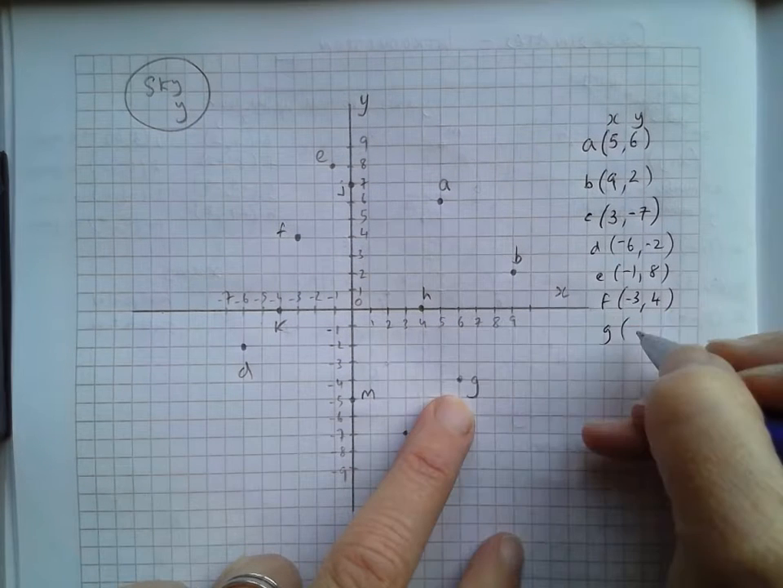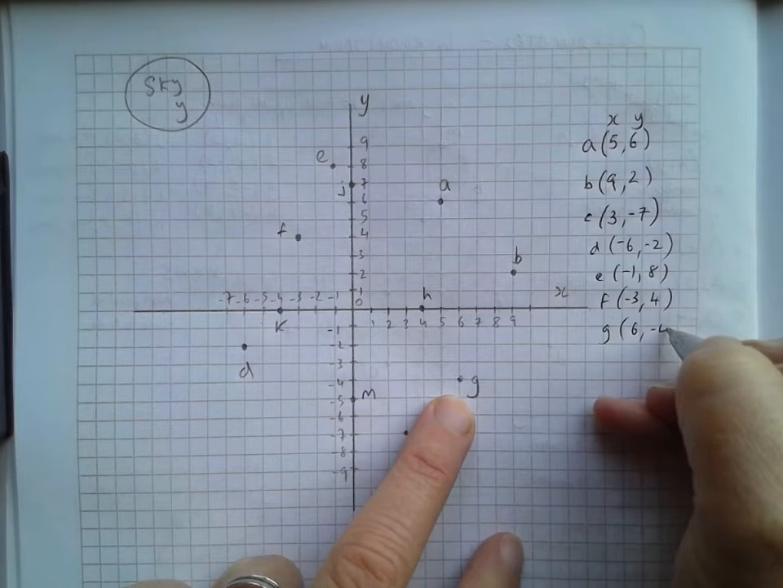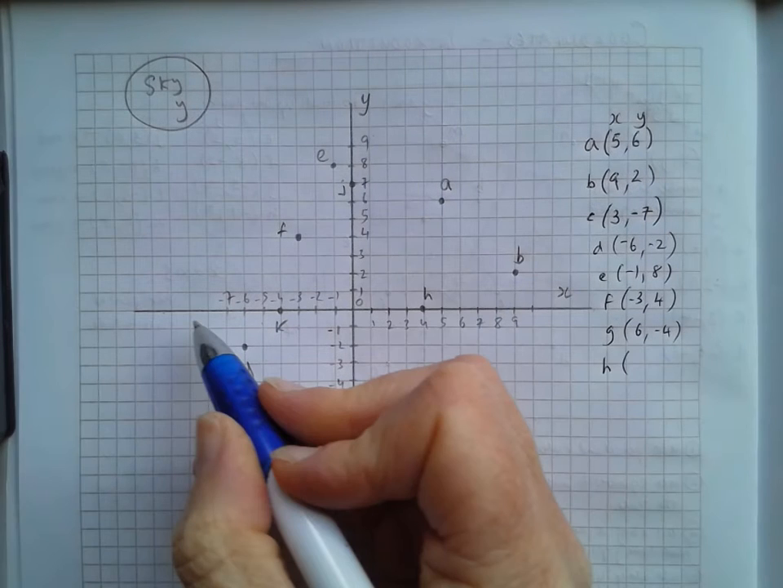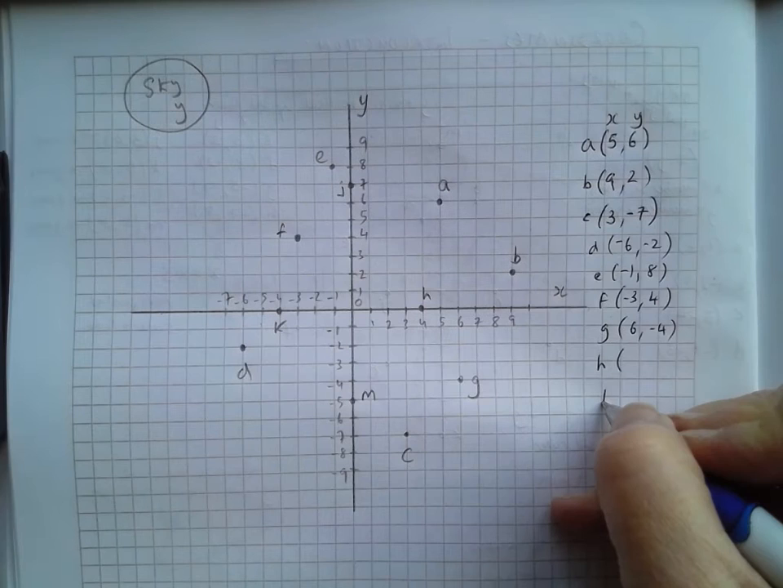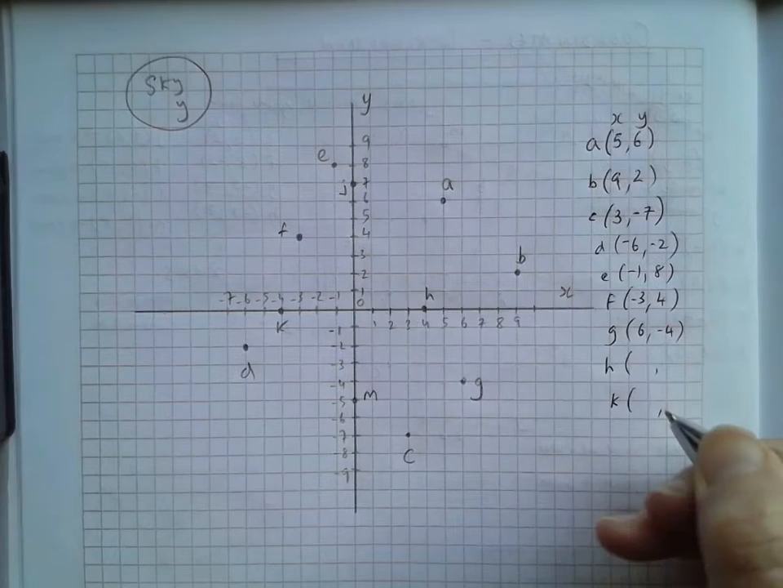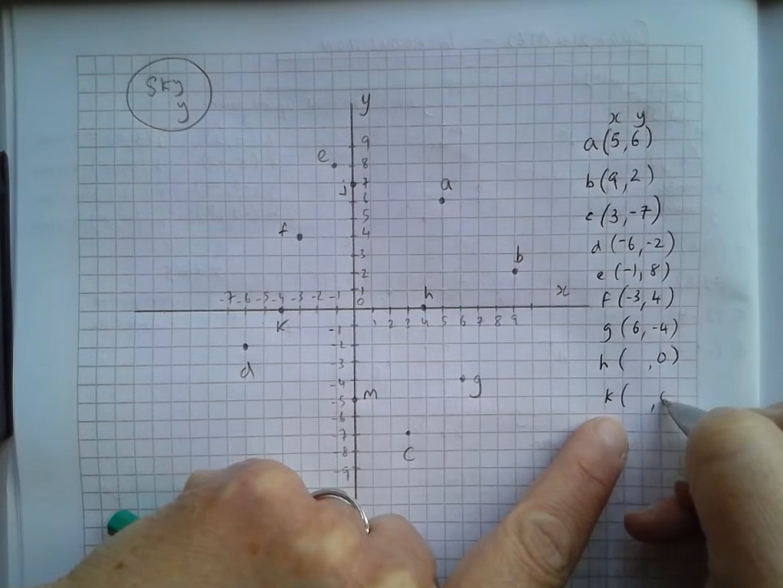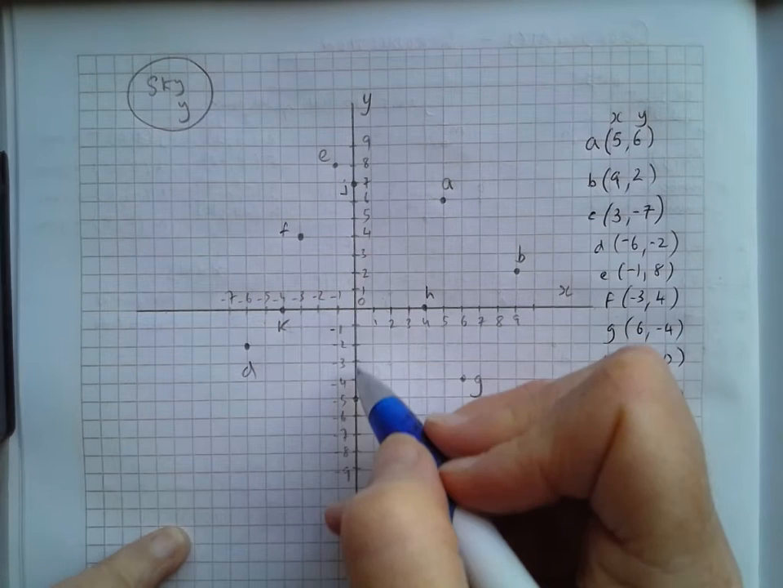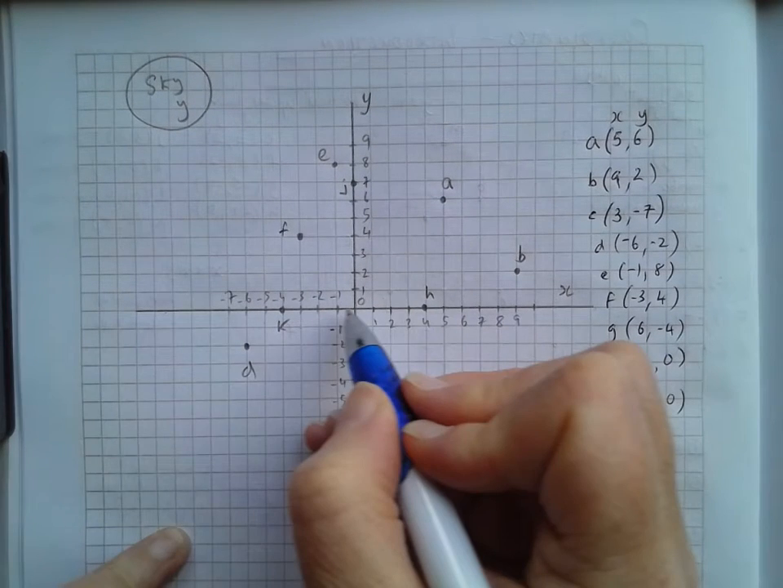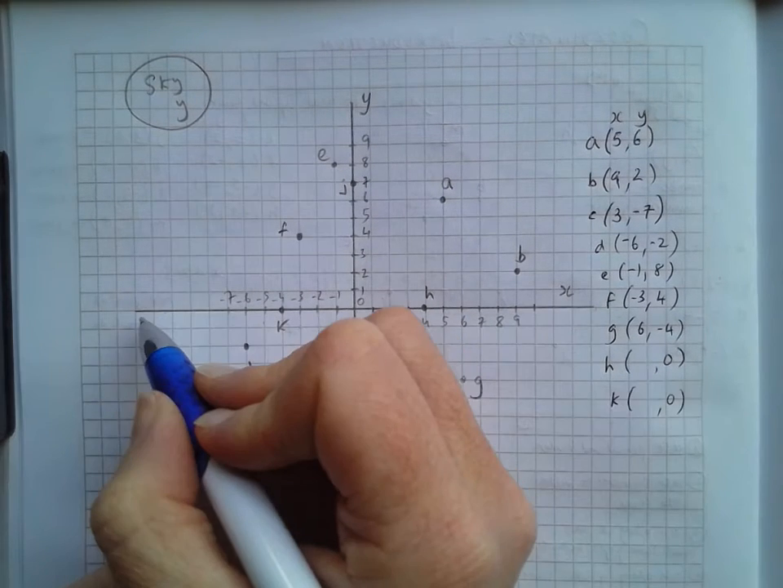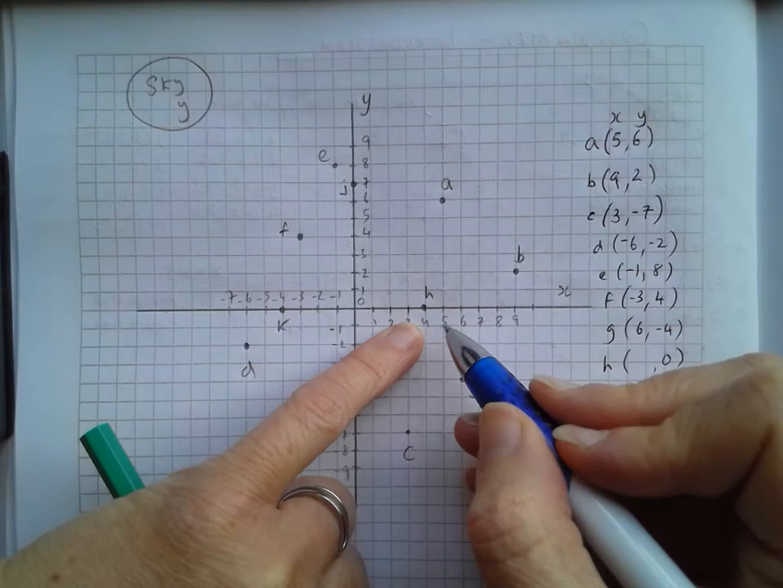Point H, now these points are weird. H and K are both weird because they're both on the x-axis, and any point on the x-axis has a y value of 0. Do you see that on the y? So it's on the level of the x-axis, the y value is 0. So point H is 4, 0, and point K is -4, 0.